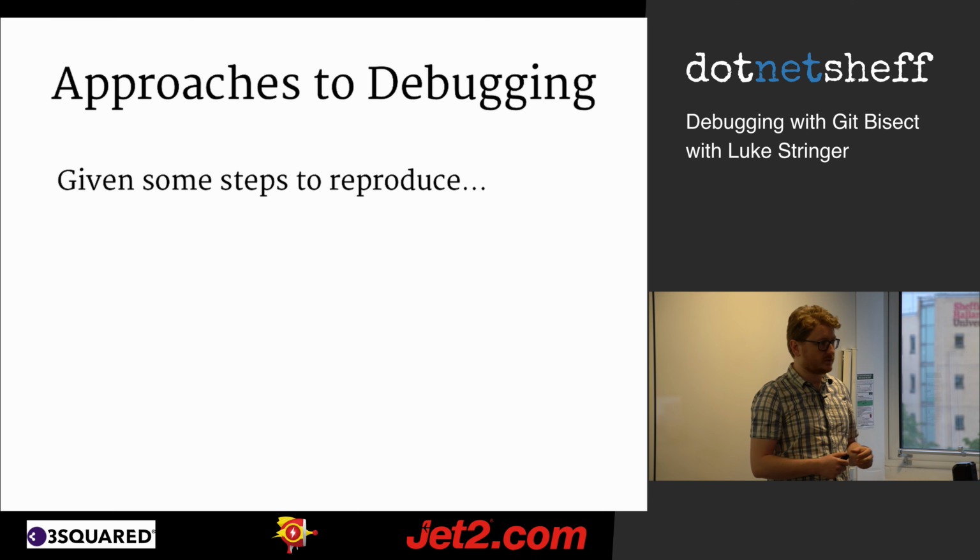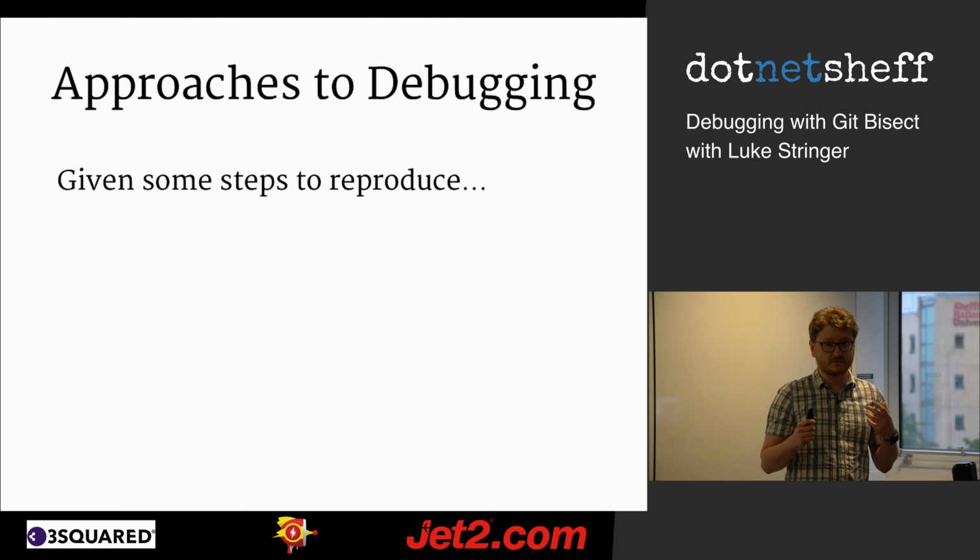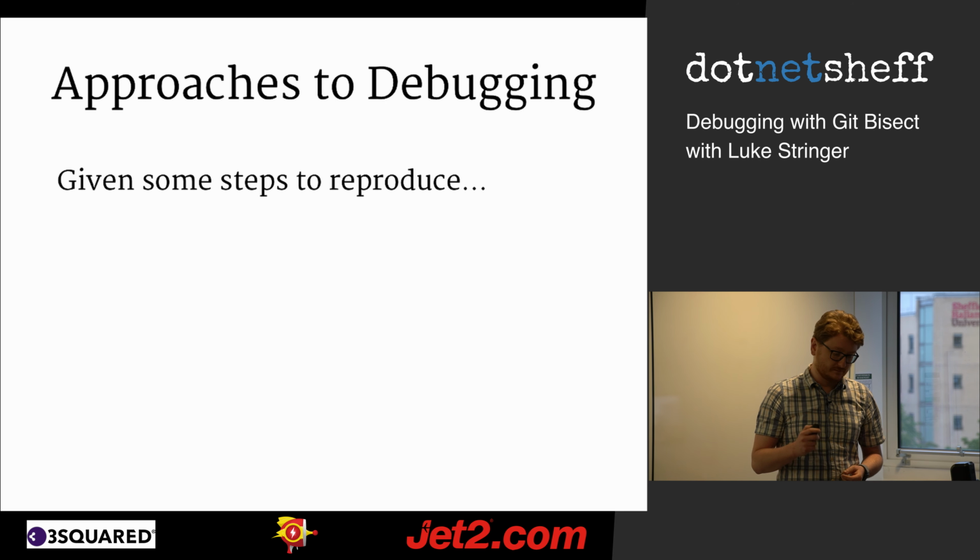So let's say you've got some steps to reproduce a problem. They may be steps you found yourself or steps that your QA team have identified, and you can replicate a bug. How do you go about debugging that? Figuring out how you introduce that problem?